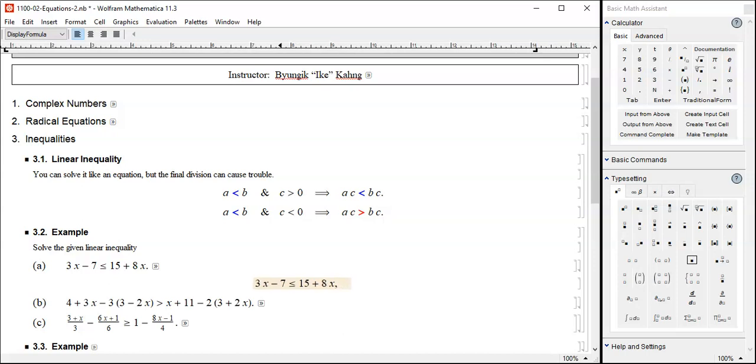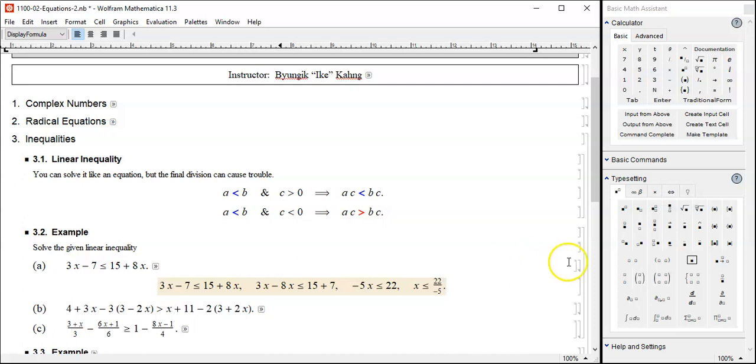So how do we do it? Move like terms. Move this 8 to the other side: 3x minus 8x. And then 15 was there before. Flip this negative 7 to the other side, plus 7. So what do you get? Negative 5x is less than or equal to 15 plus 7, which is 22. All right. So x is less than or equal to 22 over negative 5.